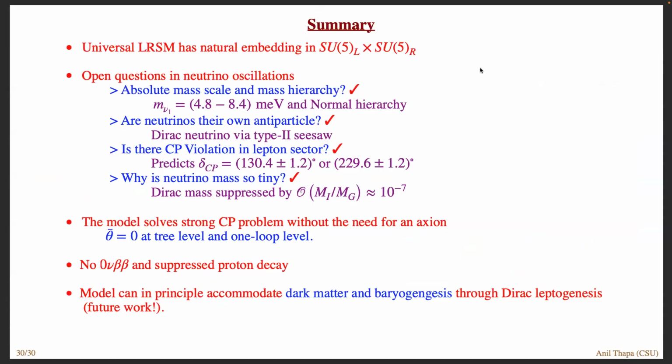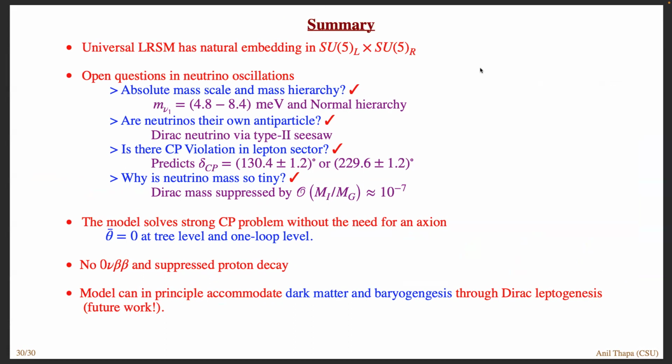But here's a summary of my talk. The universal left-right symmetry model can have a natural mixing, left cross right. Open questions: neutrino oscillation, absolute mass scale and mass hierarchy. It gives an answer for the lightest neutrino mass. It is a normal hierarchy. There is no inverted hierarchy solution. Are neutrinos their own antiparticles? It tells you they are Dirac neutrinos. The answer is no Majorana. And Dirac neutrino by type 2 seesaw mechanism.